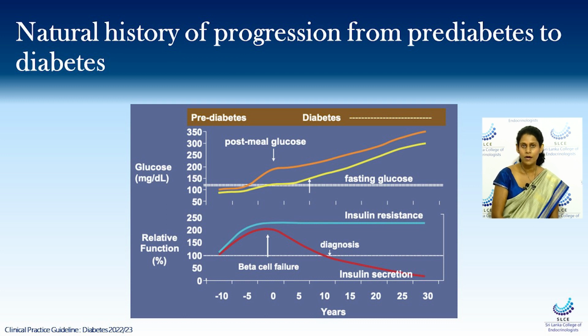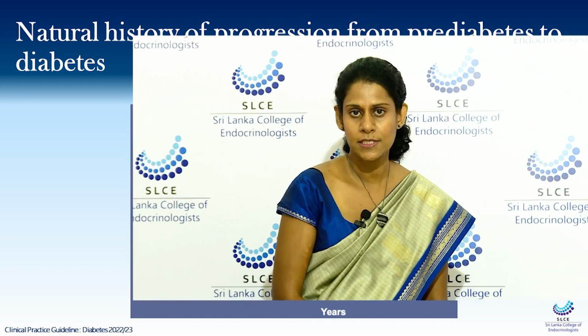The lower part of the graph depicts the insulin secretion. And as you can see here, in a prediabetic person, there is marked increase in the insulin secretion due to insulin resistance. However, with time, the insulin levels will decrease due to the beta cell failure. And subsequently, it will end up in impairment of insulin secretion.